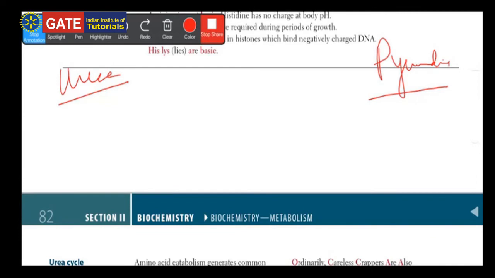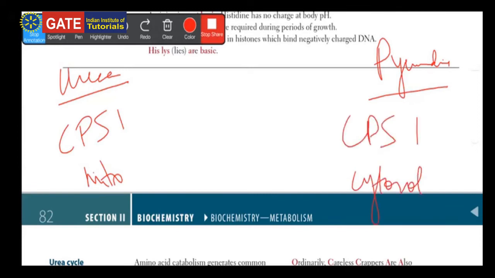CPS1 is the one synthesizing carbamoyl phosphate in the mitochondria in the urea cycle. Carbamoyl phosphate is an intermediate not just for the urea cycle but also in pyrimidine synthesis. Because that is happening in the cytosol, CPS2 is the isoform of CPS1 that produces carbamoyl phosphate outside the mitochondria. That's the similarity.